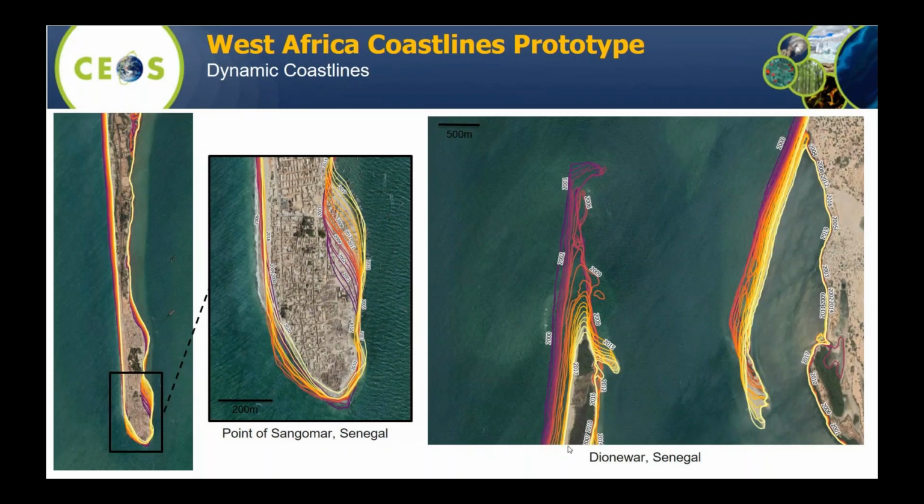On the left there, you see the point of Sangomar in Senegal, and you can see this is a really dynamic point peninsula here. Highly populated though, so you can see down in the southwest corner there, the erosion is quite significant, really starting to threaten buildings and infrastructure. And even up into the northeast, where there's actually been quite a lot of land building or progradation there, you're actually seeing infrastructure and building start to reclaim that area as well.